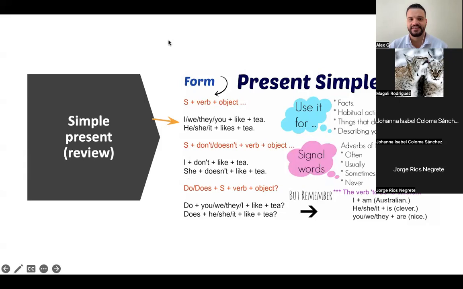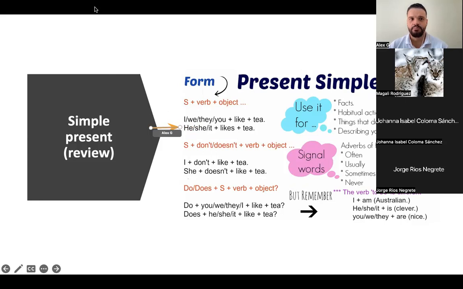Okay, Magali. All right, so subject plus verb plus complement to express the simple present. For third persons, we have, what about here? Can you read this one, Joanna? He, she, it. Joanna, can you continue? He, she, it plus like, plastic.